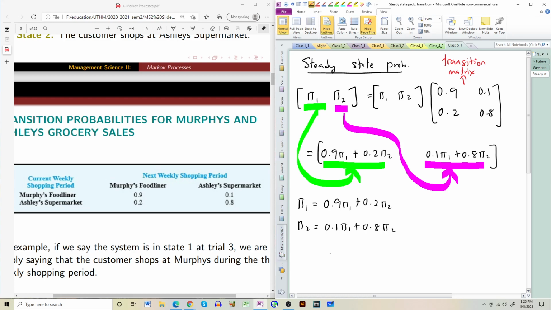These are the two equations you get from this matrix, and remember that total probability must be 1, therefore pi 1 plus pi 2 is 1. Pi 1, pi 2 is actually a probability, that's all. Don't get confused. So you have 1, 2, 3 equations.